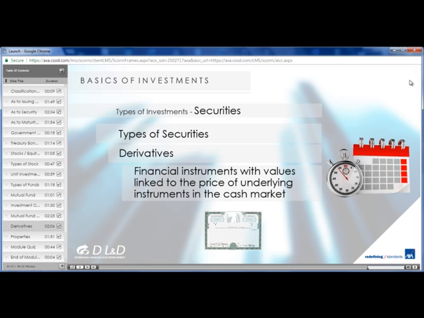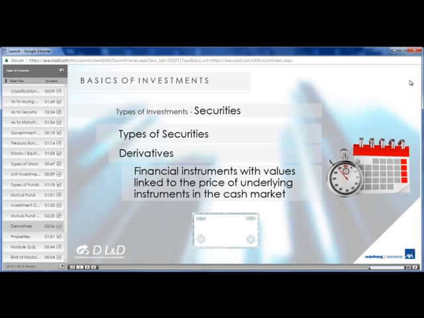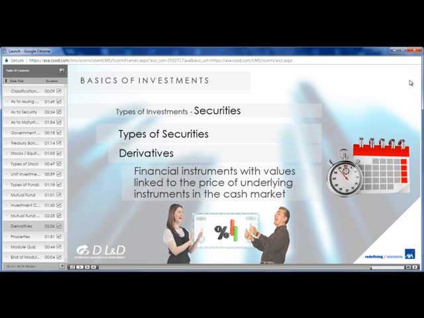Derivatives, financial instruments with values linked to the price of underlying instruments in the cash market. A product that derives its value from assets, such as equities or fixed income products. The value of money is dependent on where it's tied up. The derivative itself is a contract between two or more parties based upon the asset or assets. The most common underlying assets include stocks, bonds, commodities, currencies, interest rates, and market indexes.